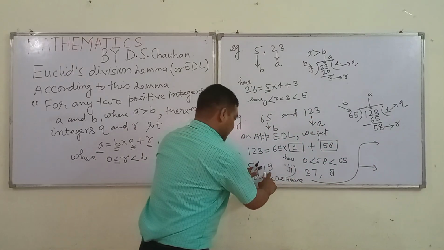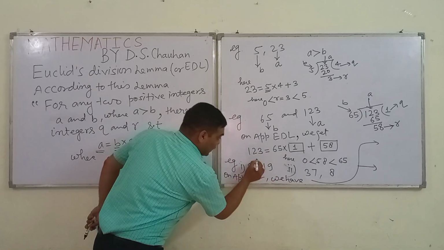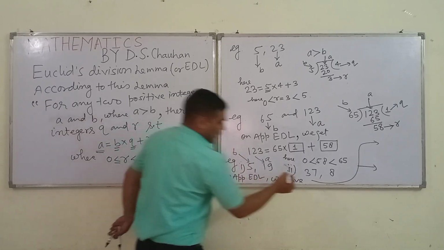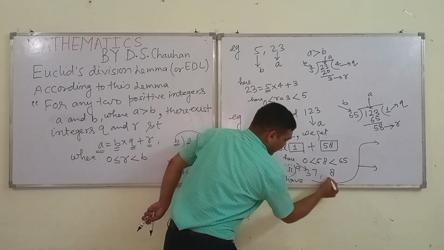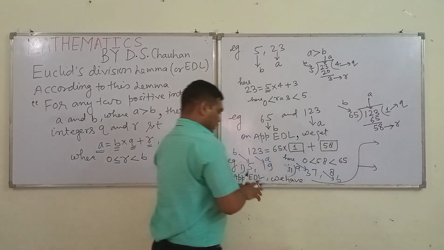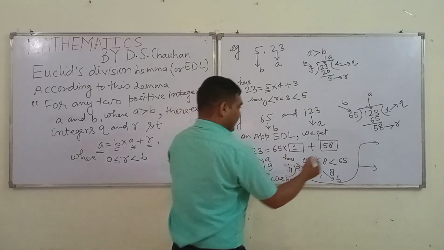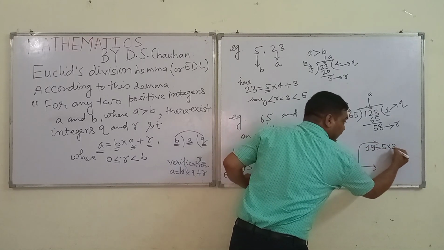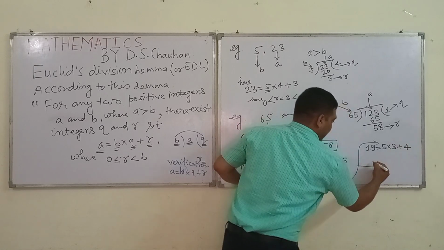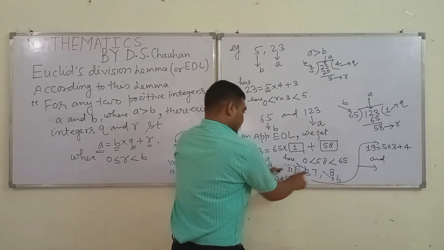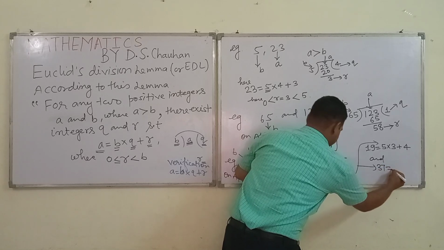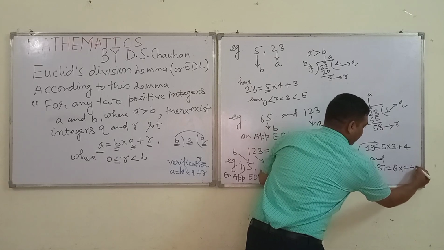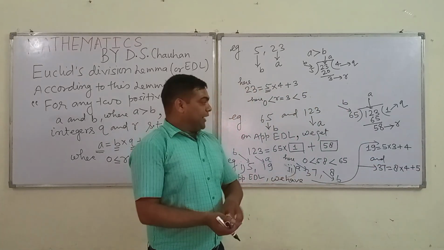See students, here you can understand both. To the big number we will take A, to the small number we will take B. Here we will take A as 37 and B as 8. This 19 can be written as 5 into 3 plus 4, and this 37 can be written as 8 into 4 plus 5.